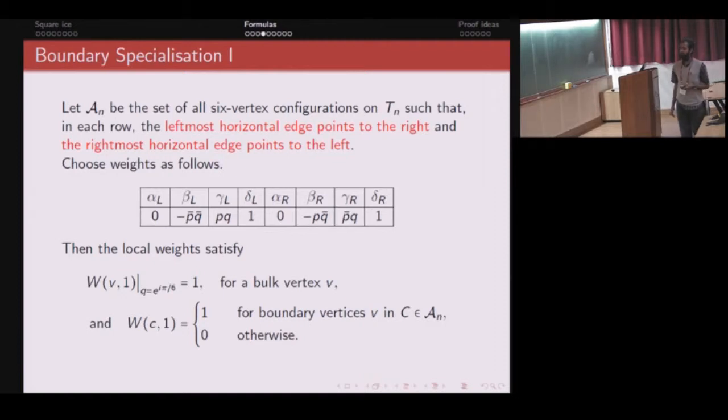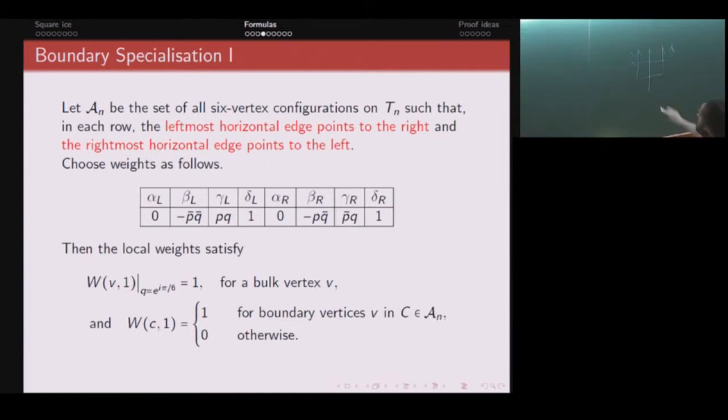So what we, motivated by some combinatorial considerations which I don't want to get into, we considered boundary specializations as follows. So there are two of them. In the first one, what we do is we force the leftmost horizontal edge to point to the right, and the rightmost horizontal edge to point to the left. So we place that as a boundary constraint, and we want to calculate the partition function under that boundary condition.